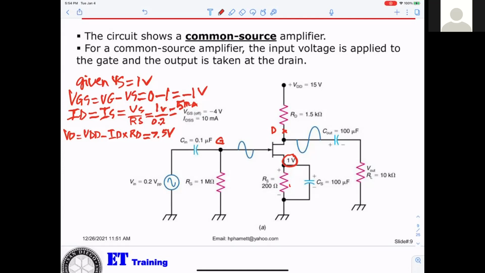That means every time you get an amplifier, the DC bias must be done first. Then we can deal with the amplifier AC circuit. Any question up to this point? That's the DC bias we already calculated.